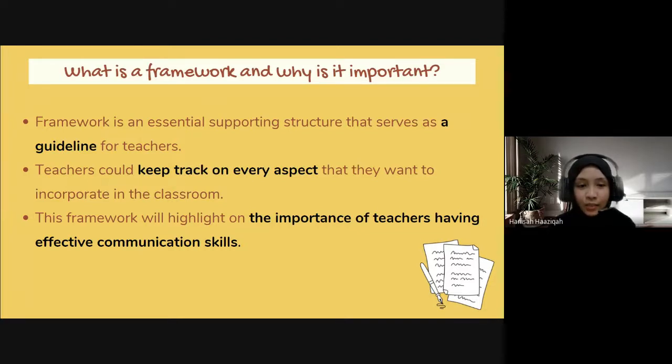So this framework highlights the importance of teachers having effective communication skills. This is related to our course LHE3222, which is communication skills in TESOL. It focuses on how teachers who have effective communication could improve students' learning and also improve the motivation of students to actually speak in English.